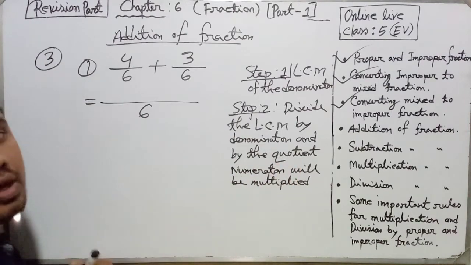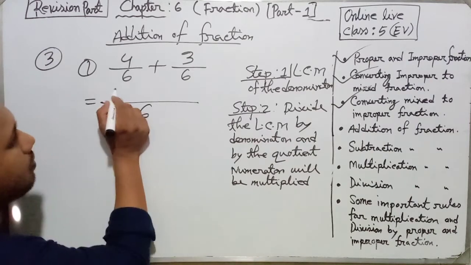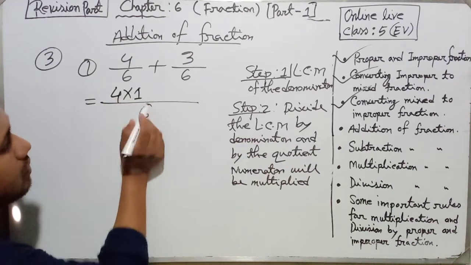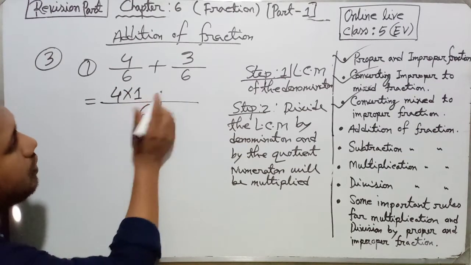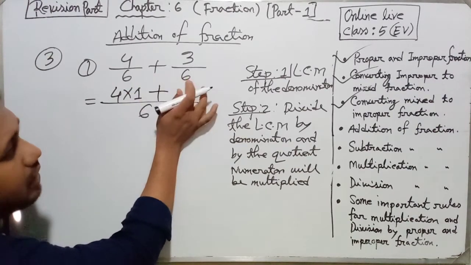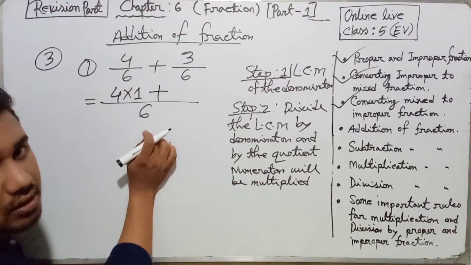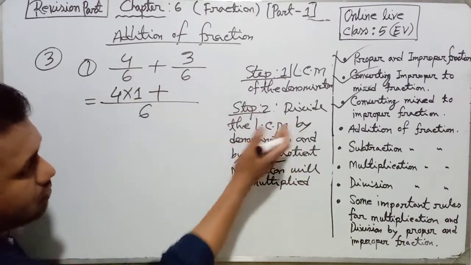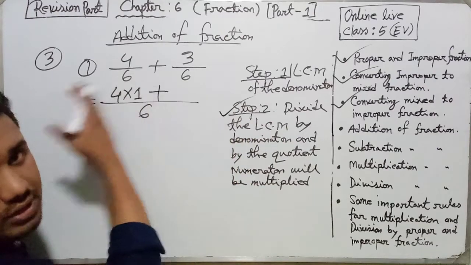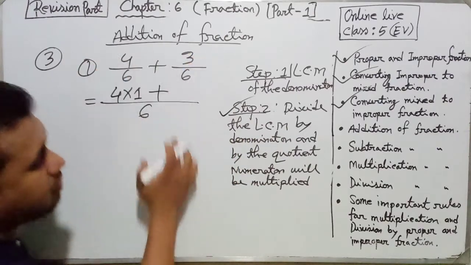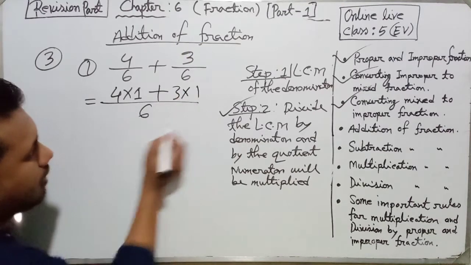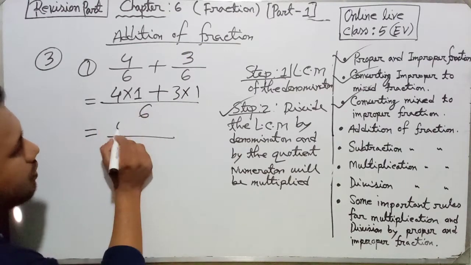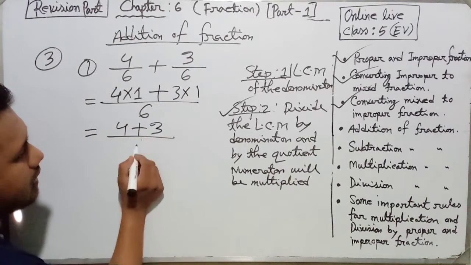Now numerator 4, 4 into 1, just 4. Why 1? Because 6 divided by 6 is 1. So 4 into 1, then write plus. Again, we have to apply step 2 separately for this fraction. 6 divided by 6, answer 1. So the numerator 3 into 1. So it will be 4 plus 3 divided by 6.